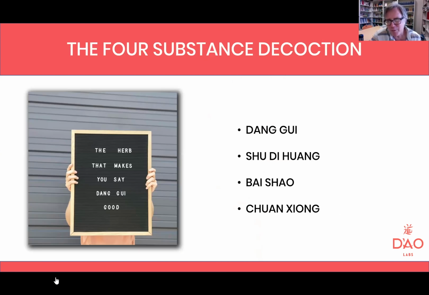This takes us to our next slide. One of the most famous prescriptions for dealing with blood and a woman's menstrual cycle is the Four Substance Decoction. We call it Women's Formula here, but it's Dang Gui, Shu Di Huang, Bai Shao, and Chuan Xiong. These four herbs together are a great blood supplementing formula. It's known as Si Wu Tang in Chinese. For many doctors in China, if you know how to use this formula, you know how to be a gynecologist. It's extremely important in Chinese medicine gynecology.